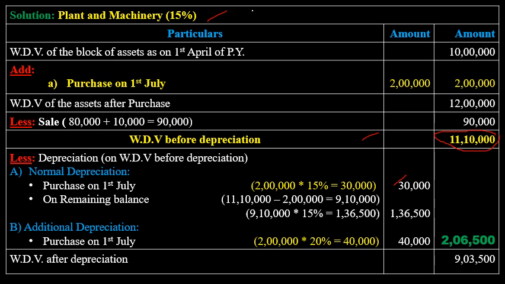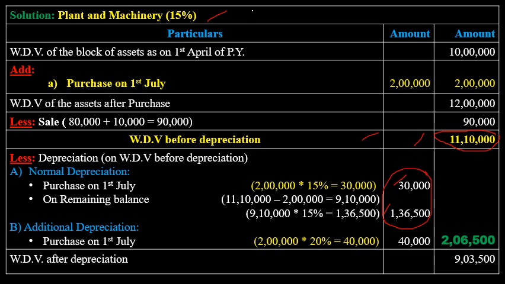Next, the remaining balance, or remaining value, for the depreciation. The total value for depreciation is 11 lakh 10,000, and in that, for 2 lakh we have already calculated, so 9 lakh 10,000. 9 lakh 10,000 into 15% rate of depreciation, so you will get 1 lakh 36,500. See, total normal depreciation, you are going to get 1 lakh 66,500. Total normal depreciation you will get 1 lakh 66,500.